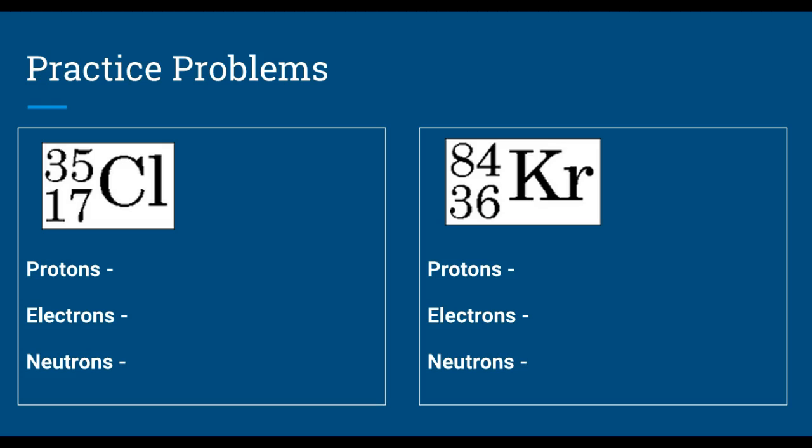Let's practice calculating the subatomic particles in an atom using nuclear notation. Pause the video and determine the number of protons, electrons, and neutrons in chlorine-35 and krypton-84. When you've finished, restart the video and watch the information about ions.